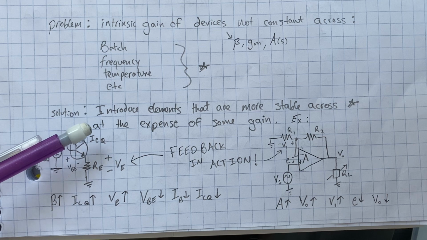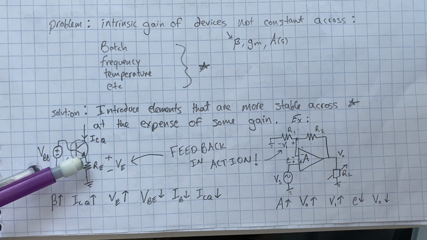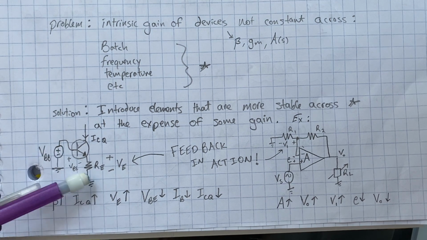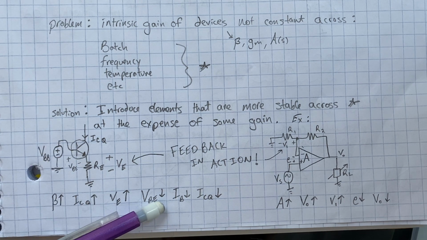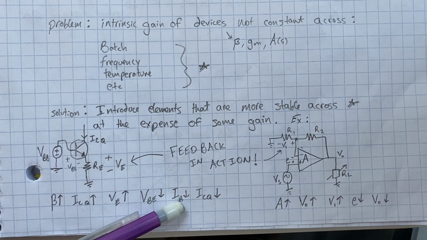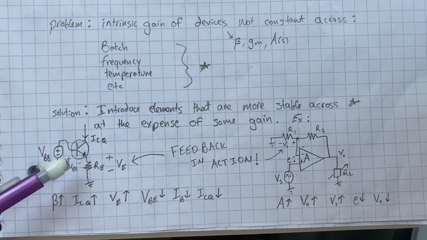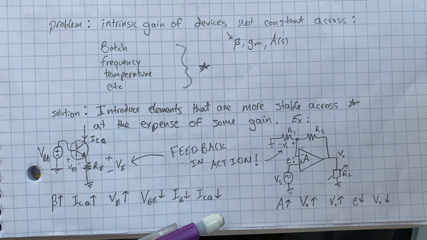But increasing the collector current also increases the voltage across this resistor here. And if that voltage increases, then VBE decreases because we're assuming the base voltage is constant. And since VBE decreased, that means IB will decrease as well. And there we have it. Since IB decreased, the quiescent collector current will also decrease.